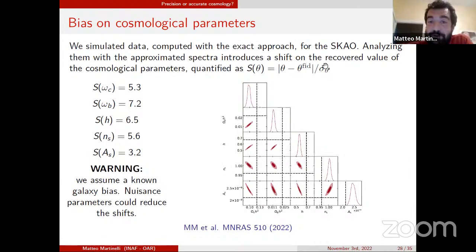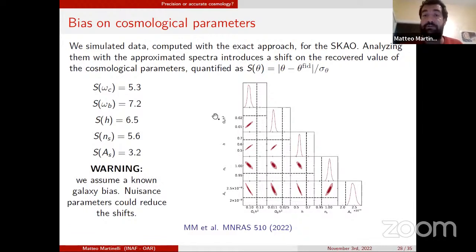And we found, computing the shift in this way, so in units of the error that we get on all parameters, that all the parameters are very far away from what we expect. So we have significant shifts on all cosmological parameters, and we need to be careful about this. This is done in a case in which we don't have nuisance parameters, so maybe the significance can go down, but this highlights that future surveys will have a problem in having to model these effects.